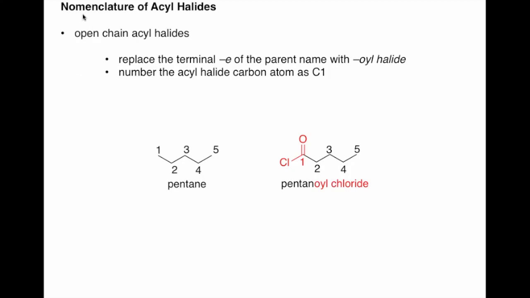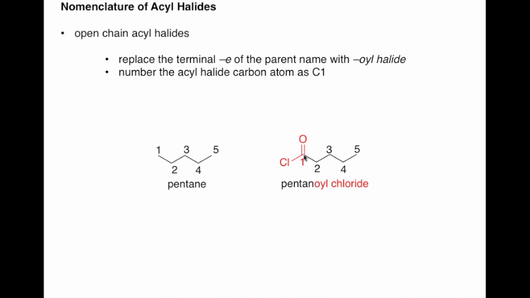This video covers the nomenclature rules for naming acyl halides. We'll begin by looking at how to name open chain acyl halides. Those are acyl halides that are on a chain rather than attached to a ring. An acyl halide has the basic structure of a carbonyl with a halogen attached on one side and a carbon attached on the other side.